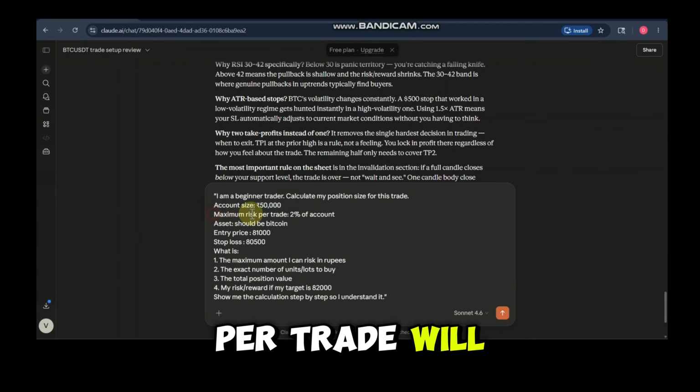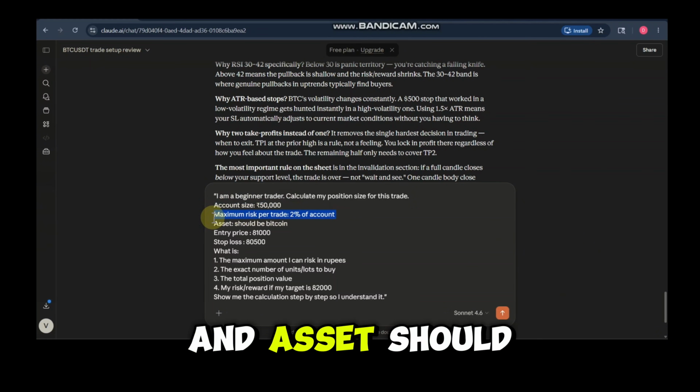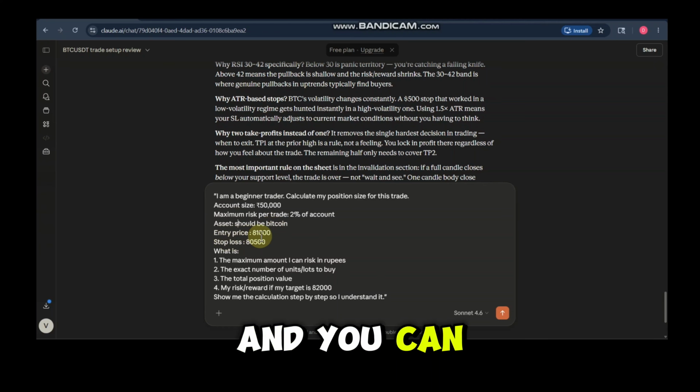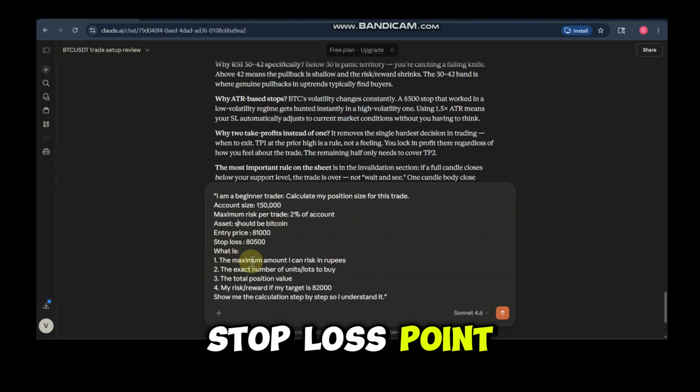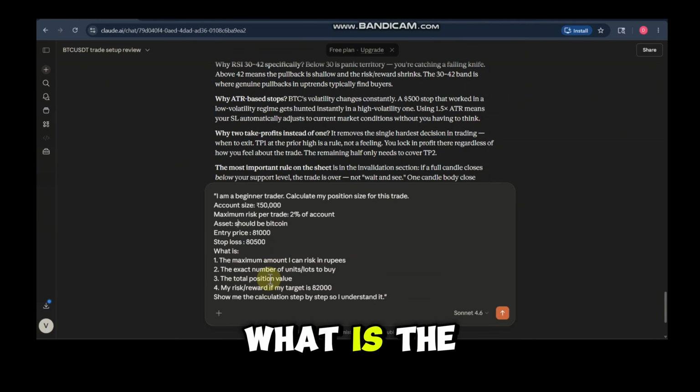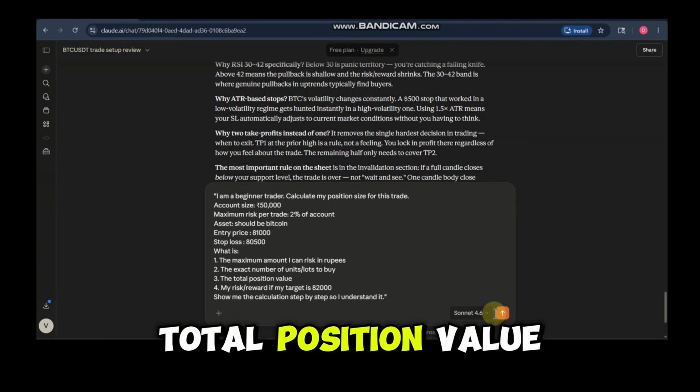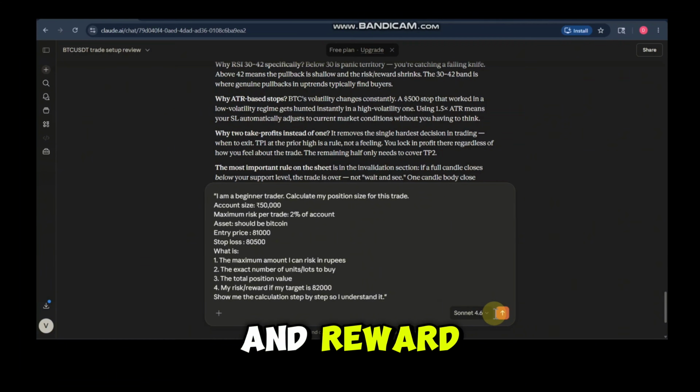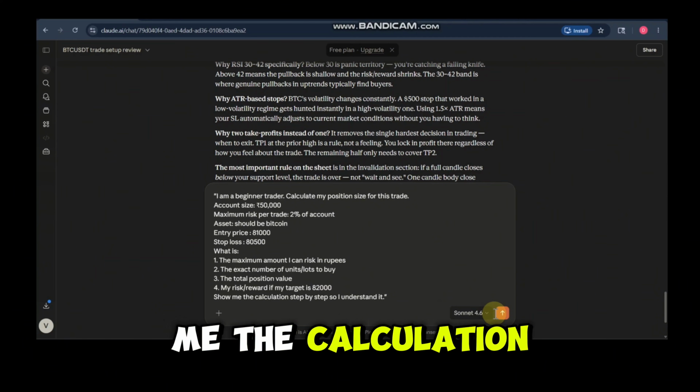Maximum risk per trade will be 2% of this account, and the asset should be Bitcoin. And you can put here your entry price and stop loss point. Then ask him what is the maximum amount I can risk in rupees. Then the second question is the exact number of lots you have to buy. Then ask the total position value and my risk and reward. Also ask, show me the calculation step by step.